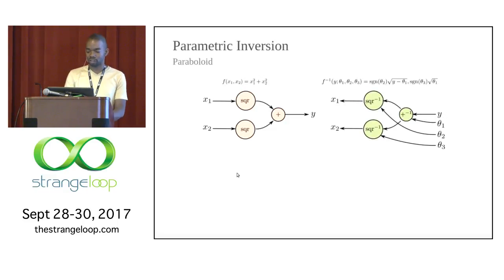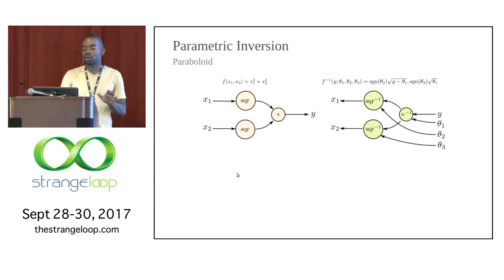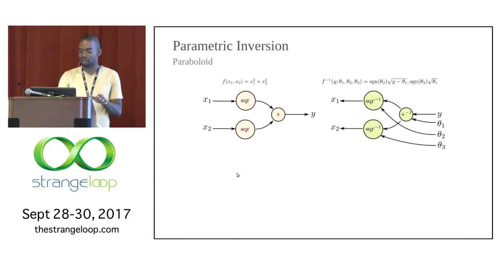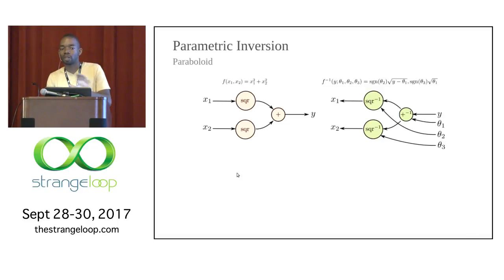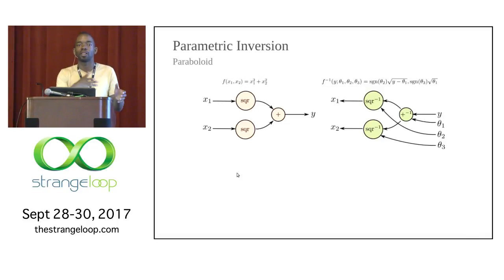So just to give a simple example, here I've got a parabolic function, right? x1 and x2 are inputs, and the output is x1 squared plus x2 squared. And so the way that I parametrically invert this, I take each primitive, I replace them with the parametric inverses, and then just invert the direction of the arrows.